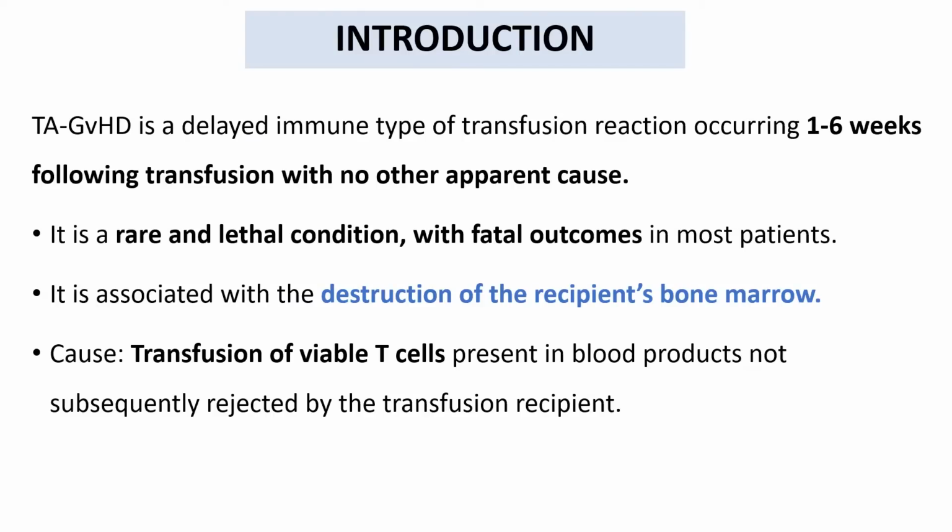Transfusion-associated graft versus host disease is a delayed immune type of transfusion reaction which occurs 1 to 6 weeks following the transfusion with no other apparent cause. It is rare and lethal, with fatal outcomes in most patients. It is associated with the destruction of the recipient's bone marrow, which is the prime cause of its lethality. The cause is the transfusion of viable T cells, which are present in the blood products and are not cleared off by the transfusion recipient.